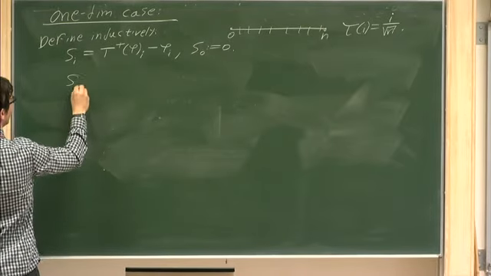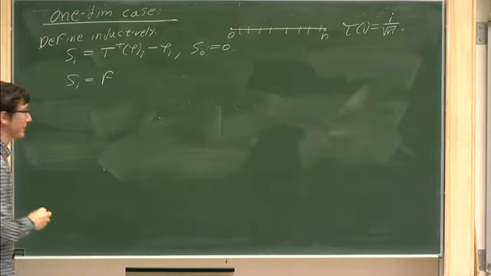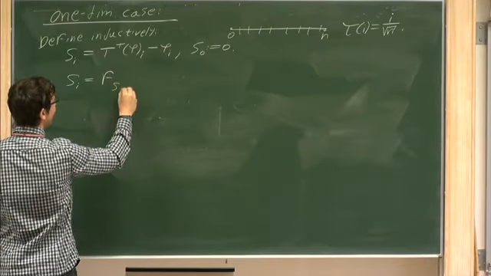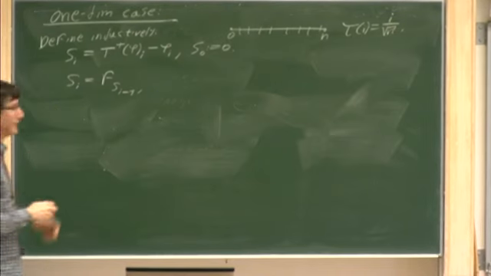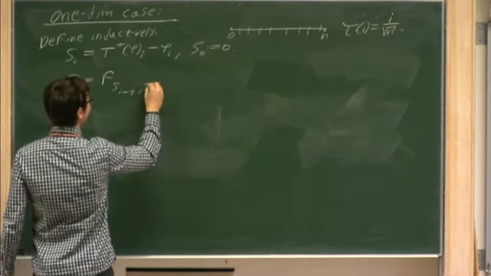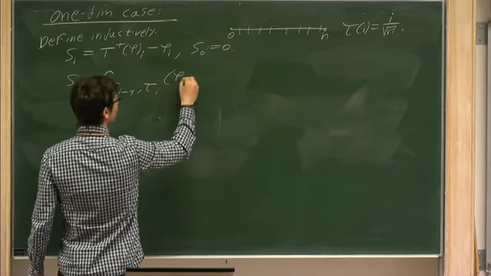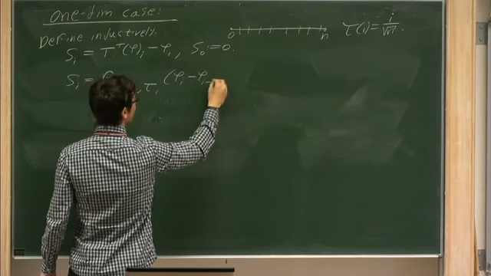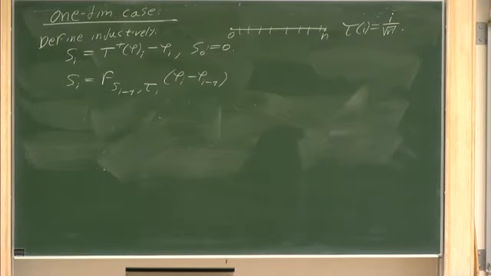So I'll take S_i to be a function of the following things. I want to know how much I added to the previous vertex, one previous in the chain. I'd like to know how much I'd like to add to this vertex. And I'd like to know the difference between the value of the function at this vertex and the value of the function at the previous vertex before adding anything.